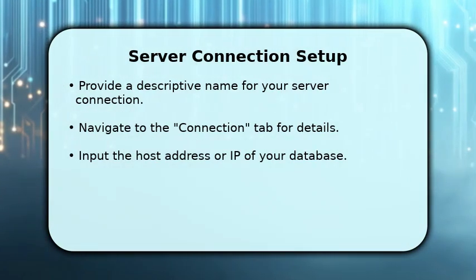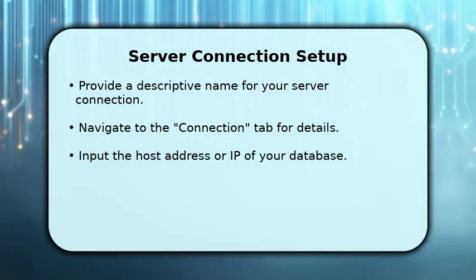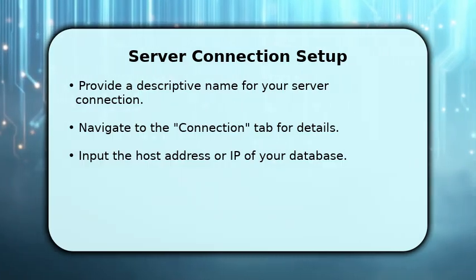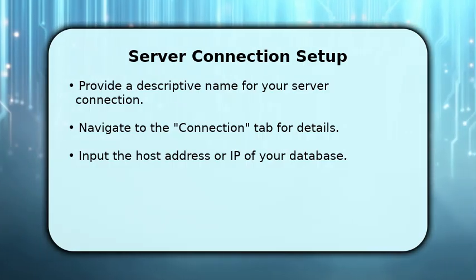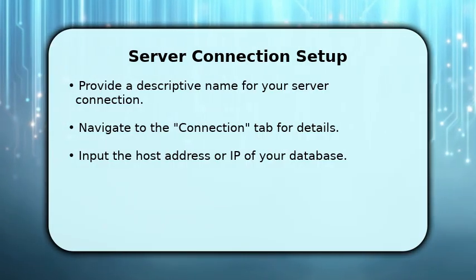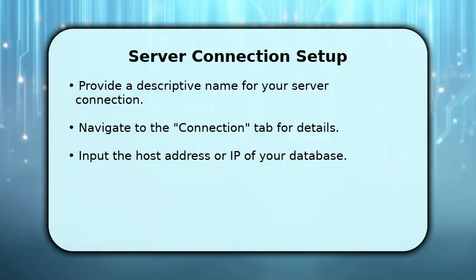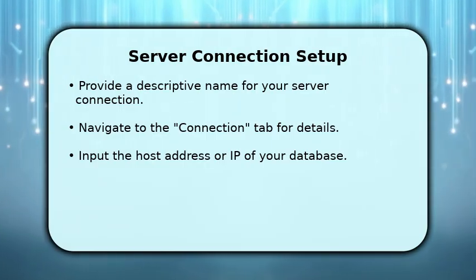In the Create Server dialog, you'll first need to give your server a meaningful name under the General tab. This name helps you identify the connection later. After that, switch over to the Connection tab. Here, you'll enter the essential details for connecting to your PostgreSQL database. Start by providing the host name or IP address where your database resides.